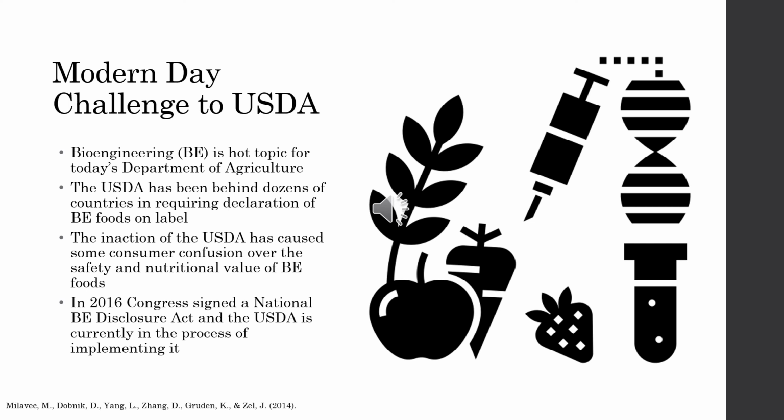A modern-day challenge to USDA is bioengineering. Bioengineering, or BE, is a hot topic for today's Department of Agriculture. The USDA has been behind dozens of countries in requiring declaration of BE foods on label. The inaction of the USDA has caused some consumer confusion over the safety and nutritional value of BE foods. As a resolution, in 2016, Congress signed a National BE Disclosure Act, and the USDA is currently in the process of implementing it.